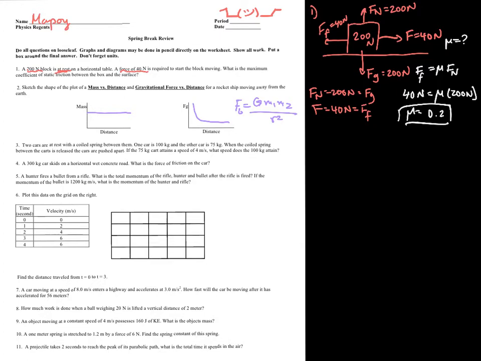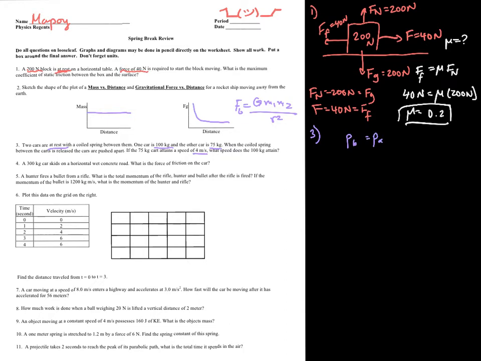Alright, now number 3. Two cars are at rest with a coiled spring between them. One car is 100 kilograms, the other is 75. When the coiled spring between the cars is released, the cars are pushed apart. If the 75 kilogram car attains a speed of 4 meters per second, what speed does the 100 kilogram car attain? And they're at rest. So this is a little bit about conservation of momentum, so that the total momentum before the incident equals the total momentum after. So P before equals P after.